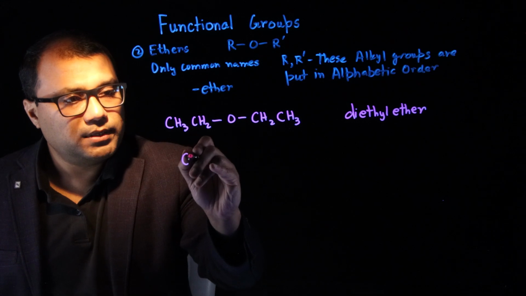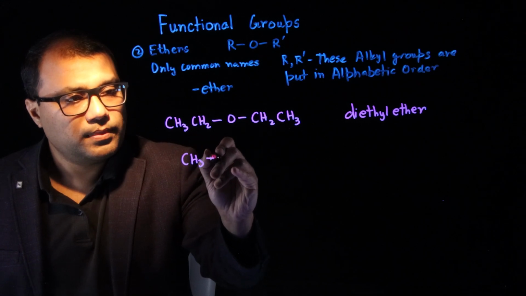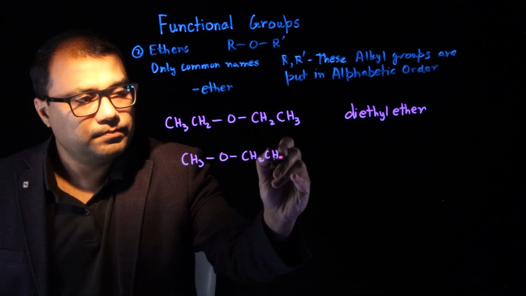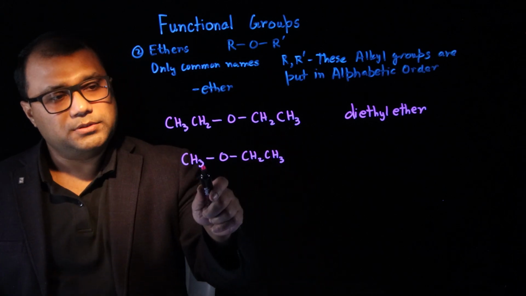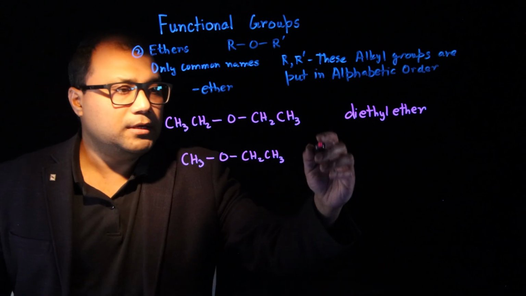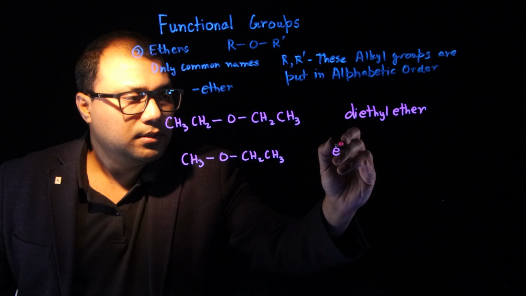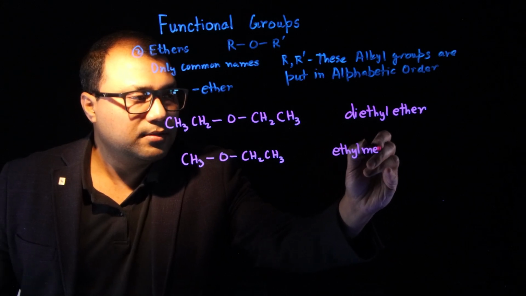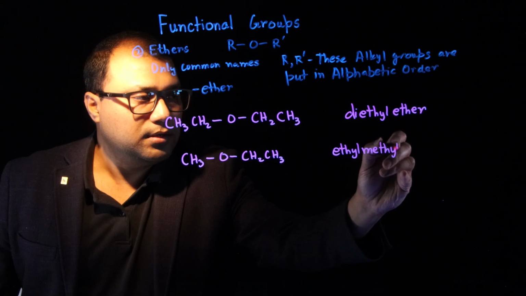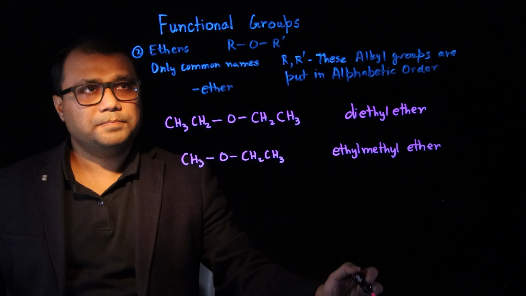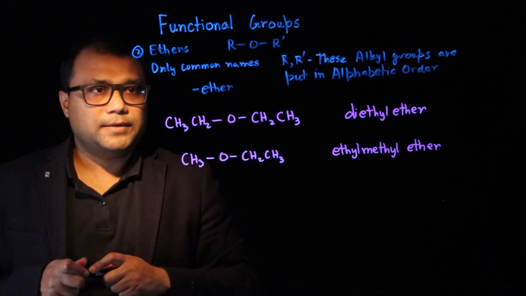If we have something like this, CH3, O, CH2, CH3. So one alkyl group is methyl, the other alkyl group is ethyl. In alphabetic order, it will be ethyl methyl ether. Okay? It's as simple as that.